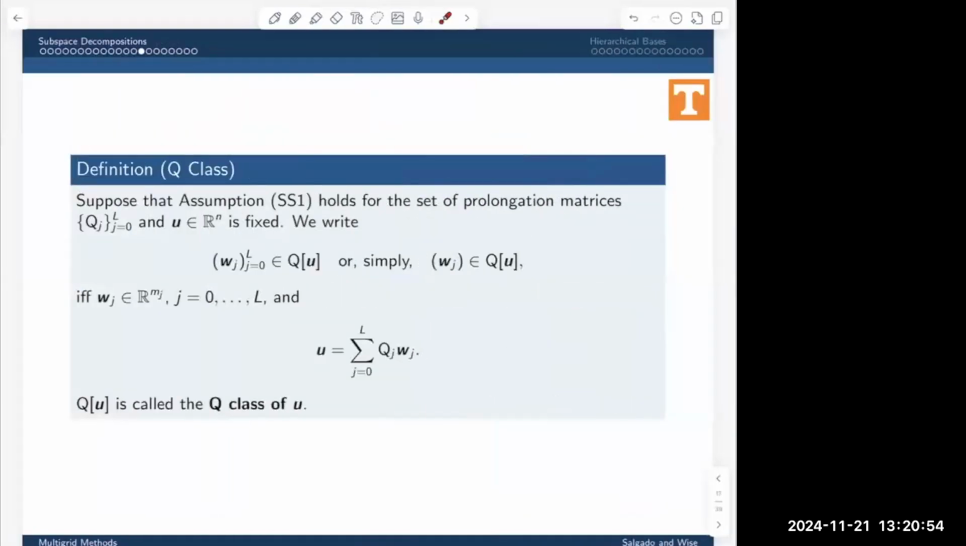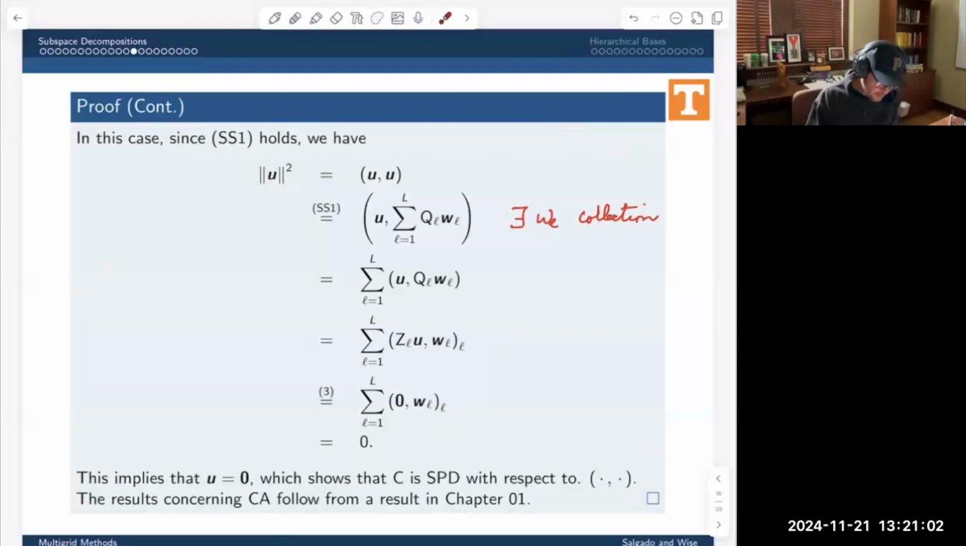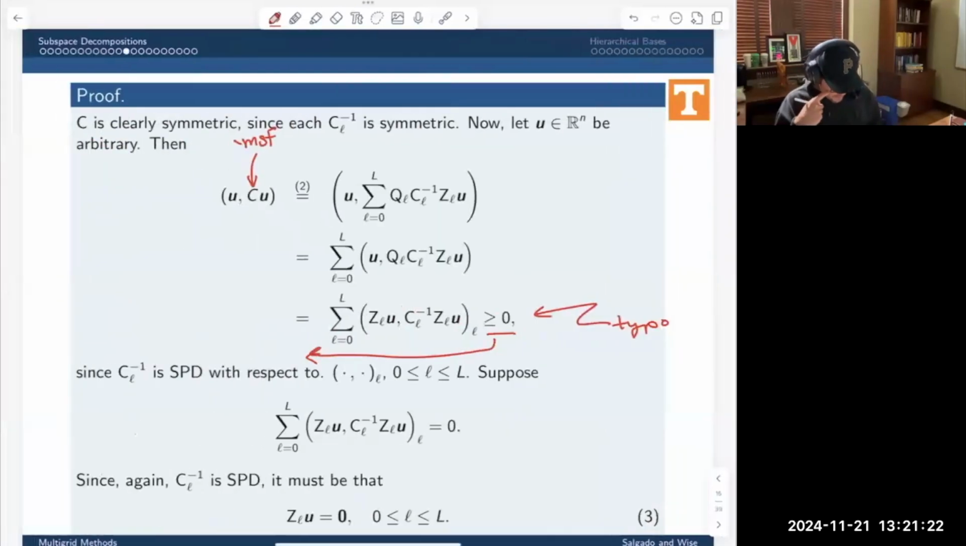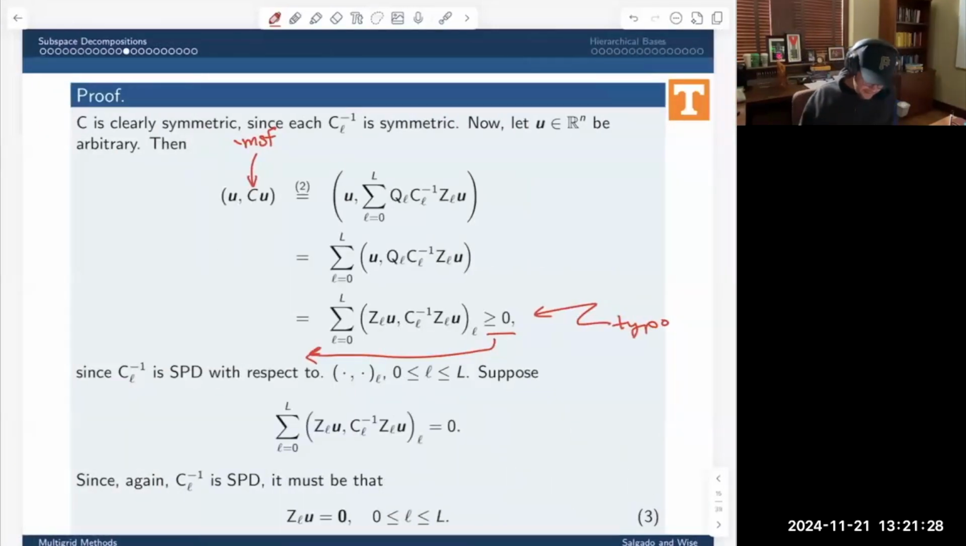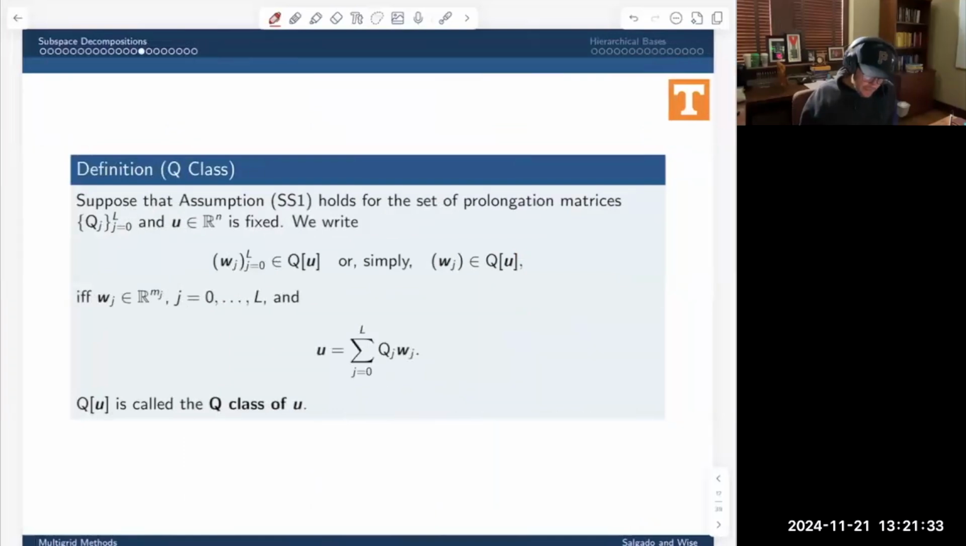Dr. Wise, why does the small l start from 1, not from 0 in the previous? Oh, that's a typo. Thank you. Typo. Should be 0. Thank you. Let's see if we made the same mistake anywhere else. Probably, but at least we caught it in that instance. Thank you. All right. Yeah, we're going to check.